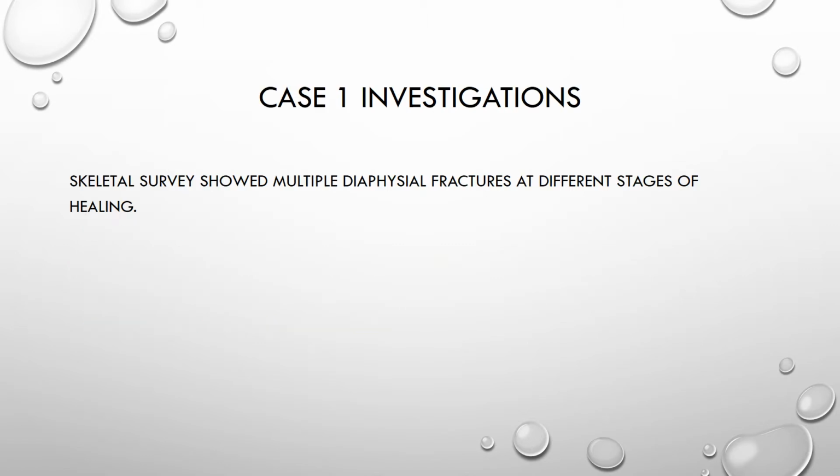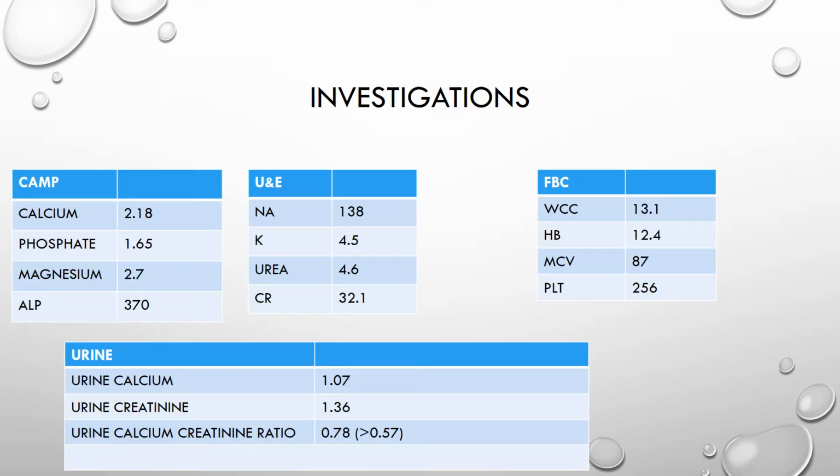Okay, so we did a skeletal survey, which showed multiple diaphyseal fractures at different stages of healing. We did a chem test which showed calcium of 2.18, phosphate of 1.65, magnesium of 2.7, and alkaline phosphatase of 370. Then UNDs, urea, creatinine, and electrolytes. We saw the sodium was 130, potassium was 4.5, urea was 4.6, and creatinine was 32.1. Then the full blood count had a white cell count of 13.1, hemoglobin of 12.7, mean corpuscular volume of 87, and a platelet count of 256.